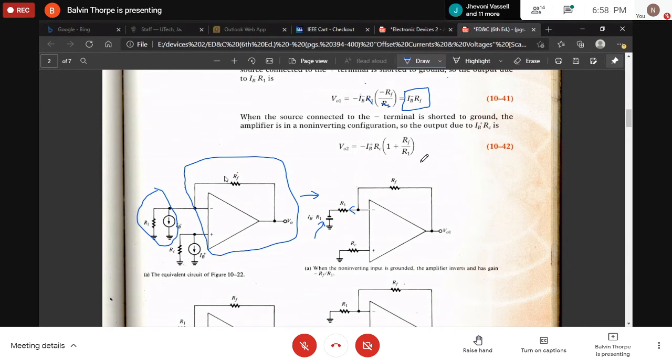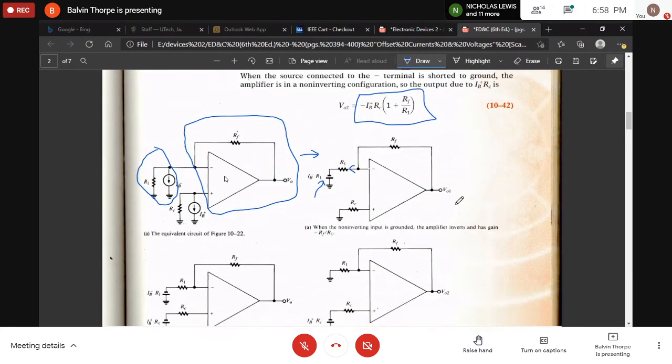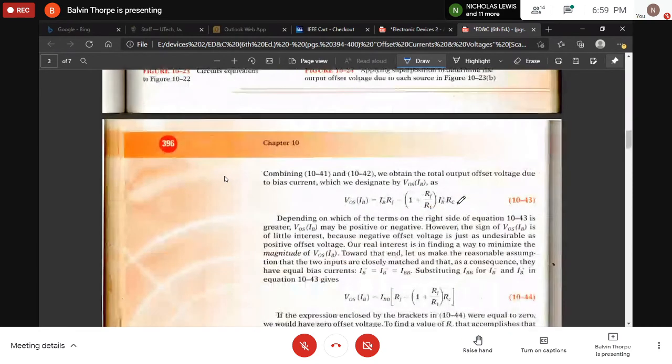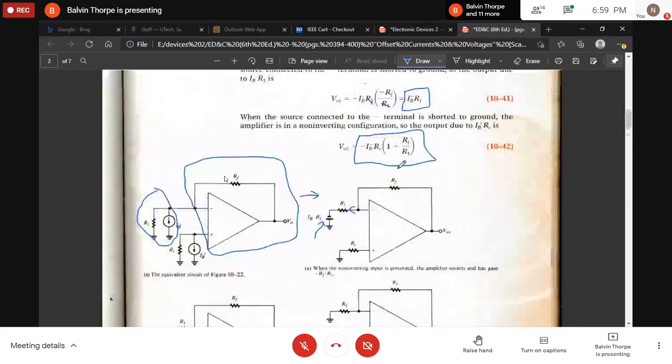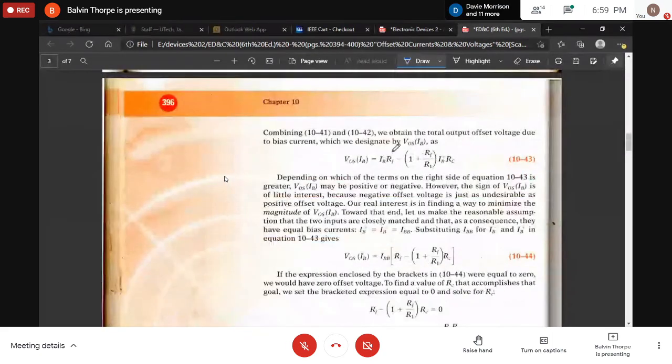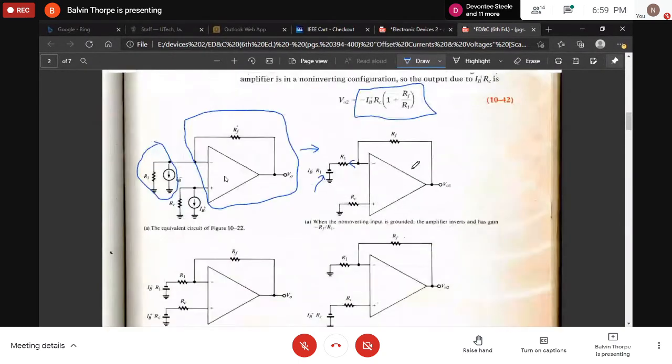So here, ladies and gentlemen, we have two equations, and we can now superimpose them: this plus this. That's what gives us the overall output, remember, which is how we arrive at equation 1043. See that? We have this equation, which is this part.